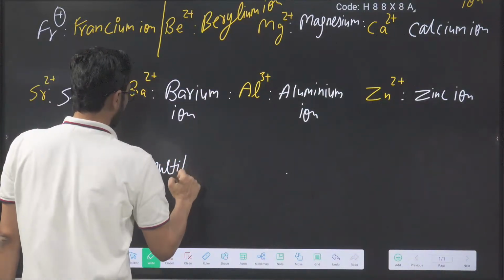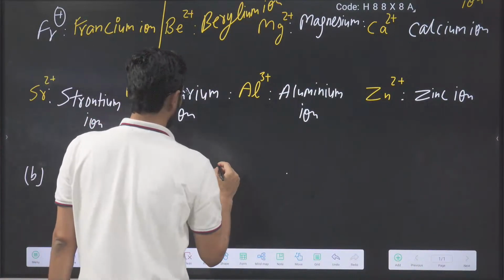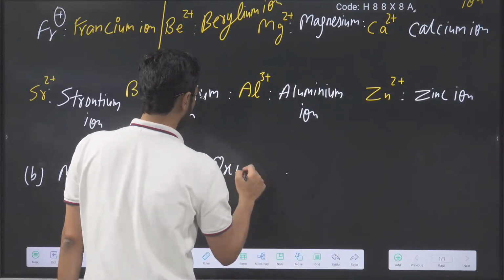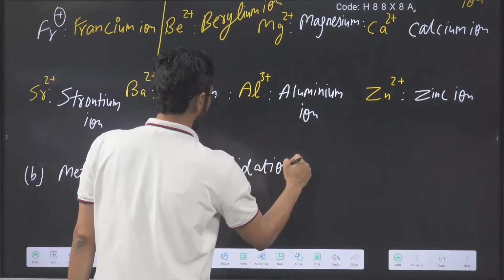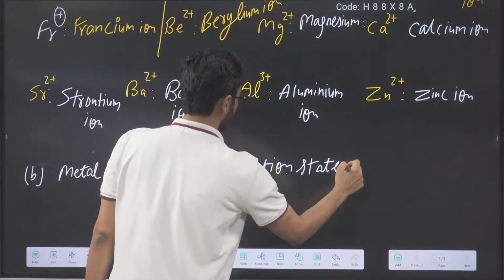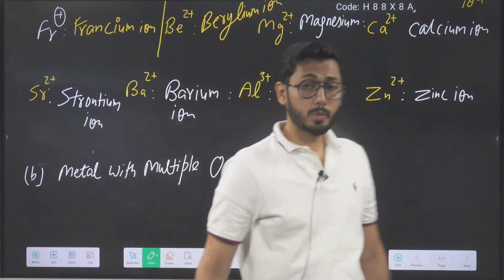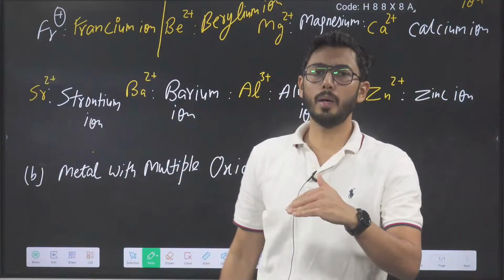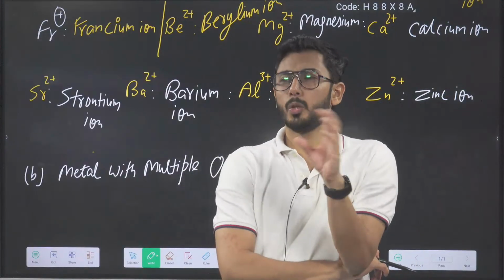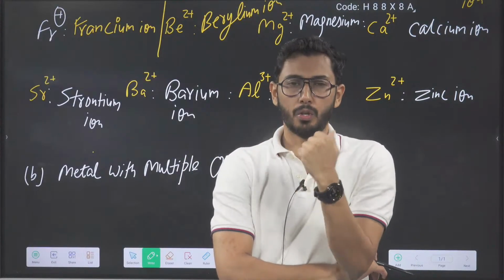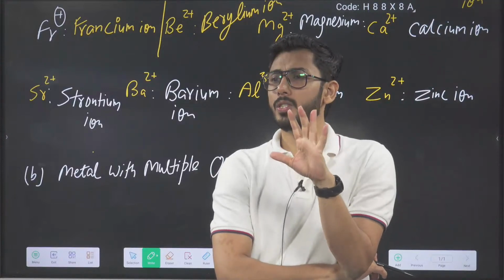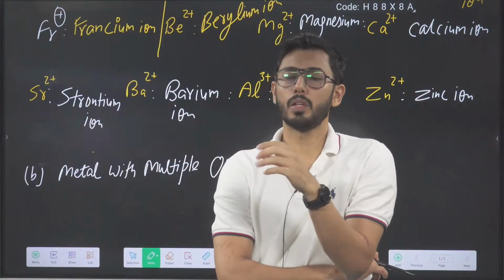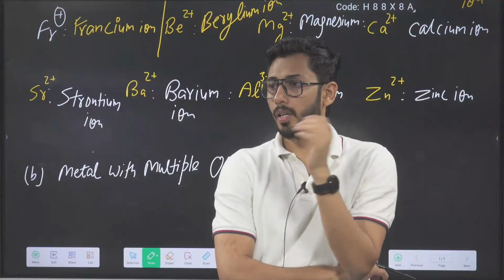Metal cation with multiple oxidation states. A metal cation that shows multiple oxidation states, how do we name them? Acha, I am directly using the term oxidation number, because I assume that you also know the meaning of oxidation number. Whatever is the charge on the element, Al plus 3, Na plus 1, Mg2 plus, that is their oxidation number.